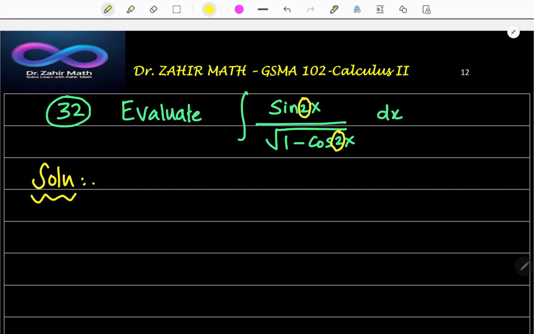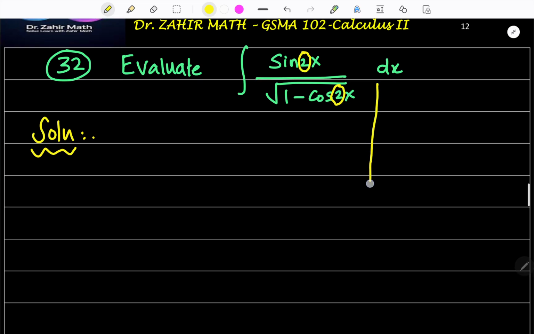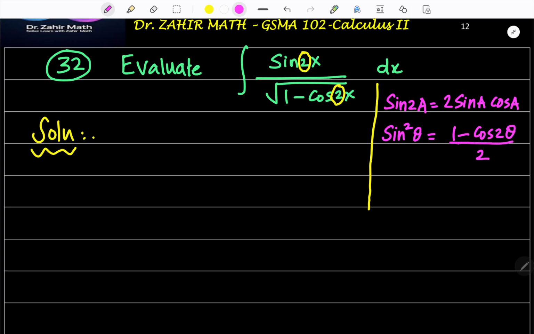Okay, right. So you studied a few formulas in O/L. I'm going to give them to you. The first rule is sine 2a, which is 2 sine a cosine a. You studied this rule. Also, one more rule you studied: sine square theta is equal to 1 minus cosine 2 theta divided by 2.